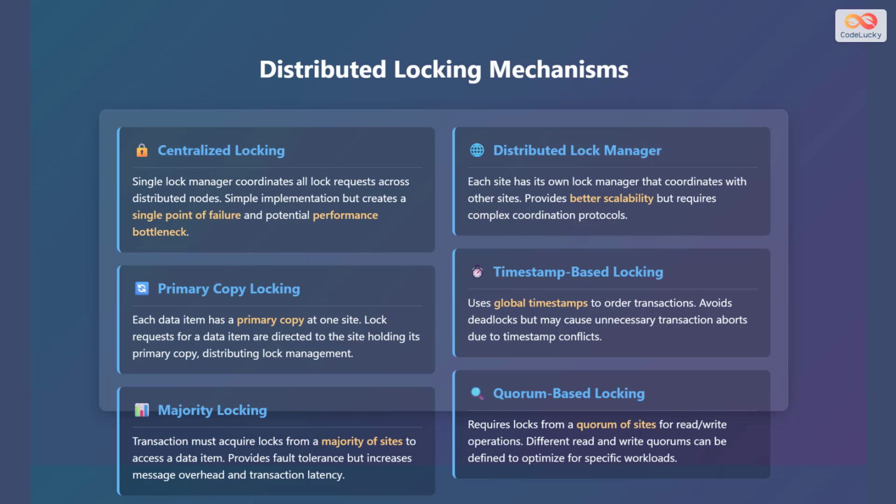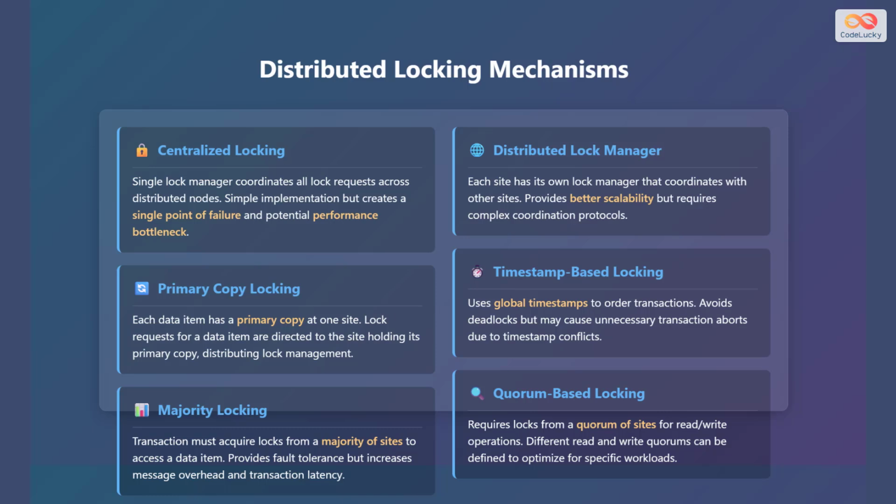Next is primary copy locking. Each data item has a primary copy at one site. Lock requests for a data item are directed to the site holding its primary copy, distributing lock management. Then there's majority locking. A transaction must acquire locks from a majority of sites to access a data item. This provides fault tolerance but increases message overhead and transaction latency.